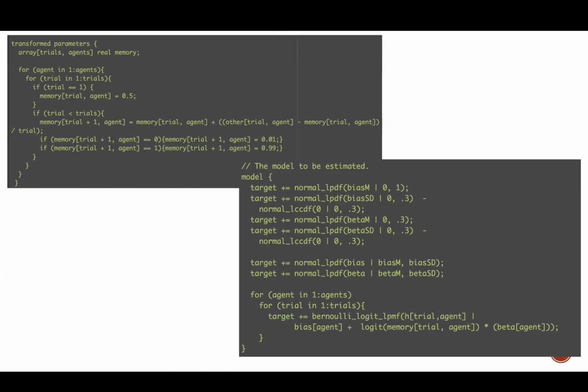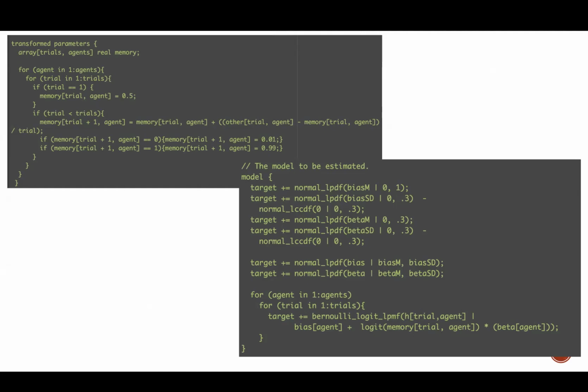Then we have the model. We have the prior for the population level mean of the bias, the population level standard deviation of the bias, with the log complementary cumulative density function, which simply truncates it. The same for the beta mean and beta standard deviation. We sample each of the individual biases and betas from the population level.